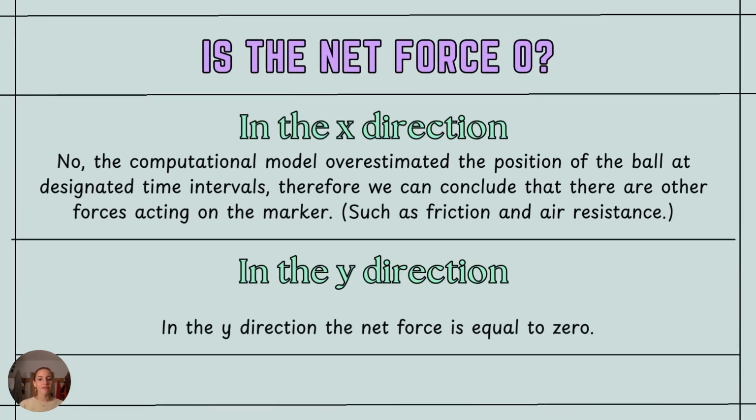Now, is the net force equal to 0? In the x direction, no. The computational model overestimated the position of the ball at the designated time intervals towards the end. Therefore, we can conclude that there are other forces acting on the marker. Friction or air resistance, things such as that. And in the y direction, the net force is equal to 0 because our object is not moving up or down.